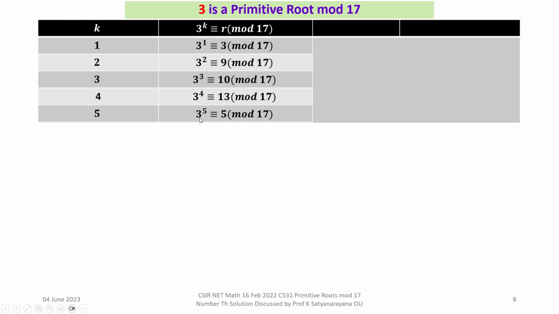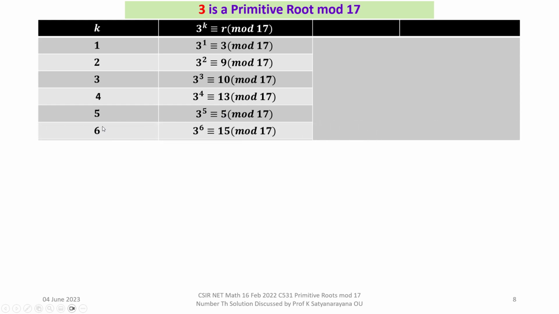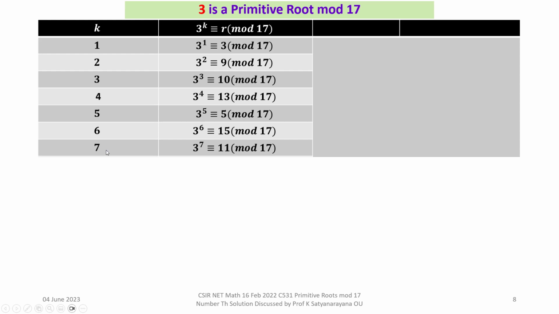K is equal to 5. 3 13s are 39 minus 34 is 5. So it's congruent to 5 mod 17. K is equal to 6. Multiply this 5 by 3. 3 5s are 15, which is less than 17. Therefore, congruent to 15 mod 17. K is equal to 7. 3 15s are 45. Minus 34, 11. So 3 power 7 is congruent to 11 mod 17.